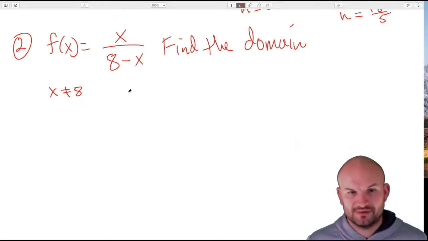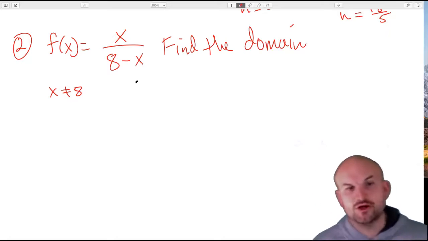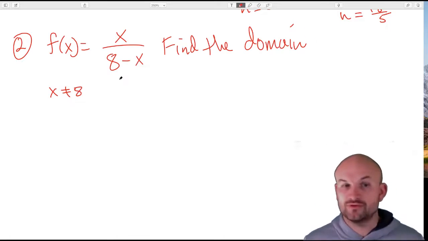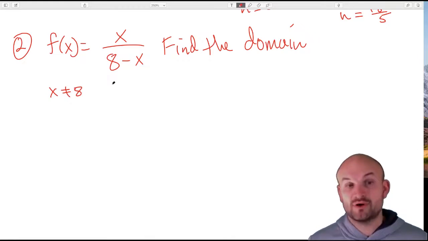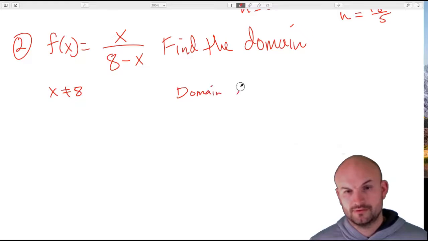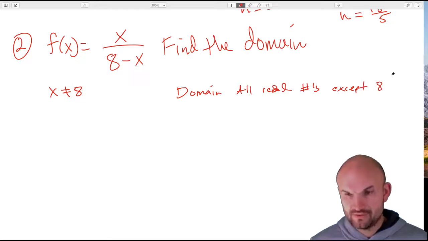So how do we write the domain? For a polynomial function, it would be defined for all real numbers. But now we're going to say all real numbers except the number 8. So the domain is all real numbers except 8, or when x equals 8.